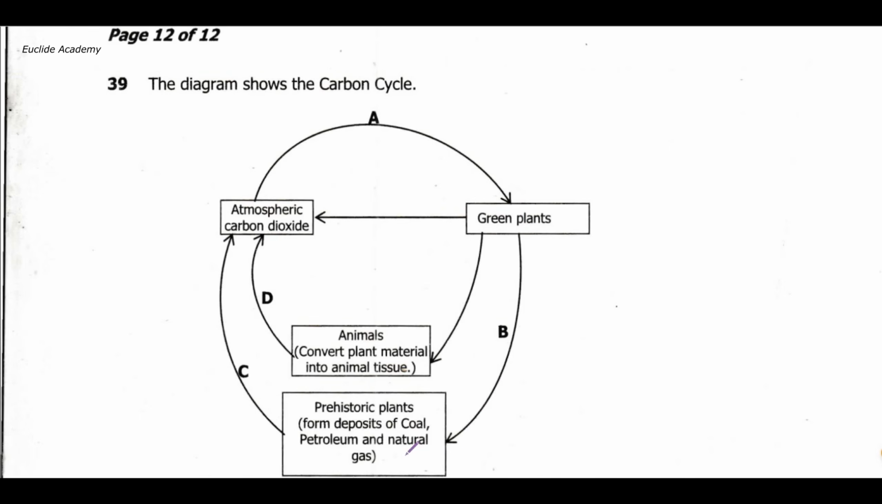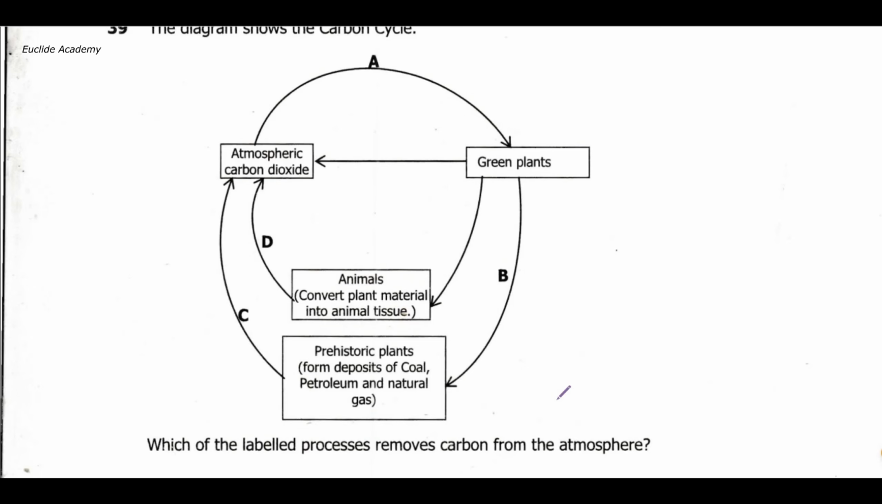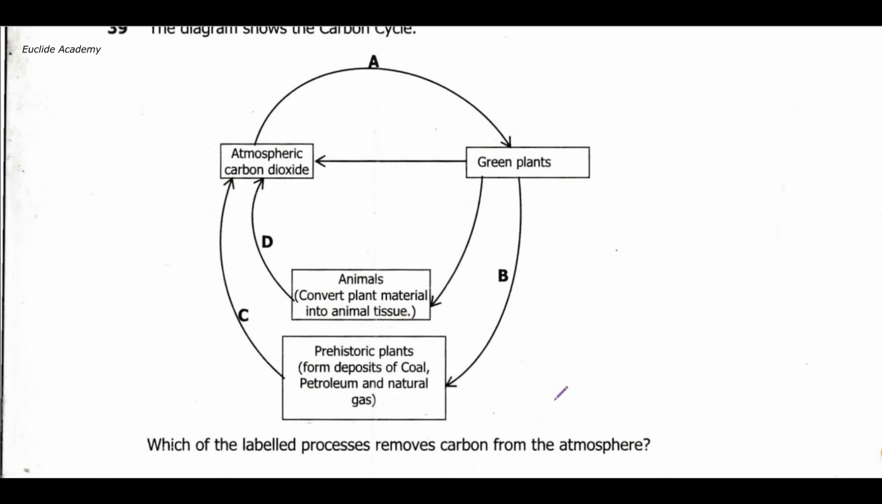39. The diagram shows the carbon cycle. We've got A, atmospheric carbon dioxide being taken by green plants. Then B, prehistoric plants form deposits of coal, petroleum, natural gas. Then atmospheric carbon dioxide. Then D, animals convert plant materials into animal tissue. Then they release carbon dioxide into the atmosphere. Which of the labeled processes removes carbon dioxide from the atmosphere?